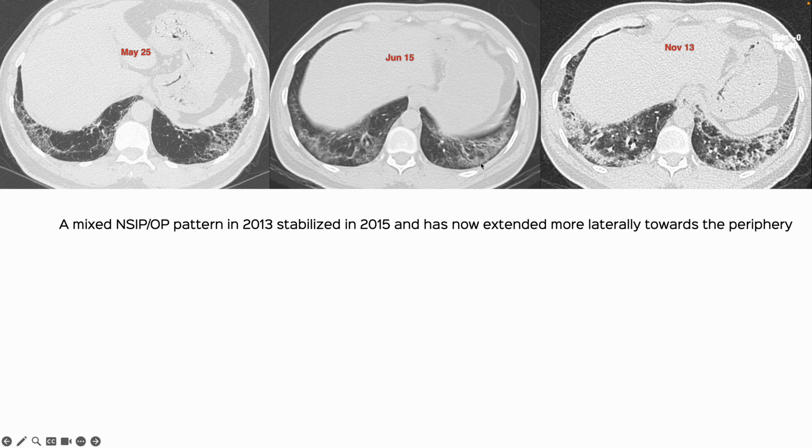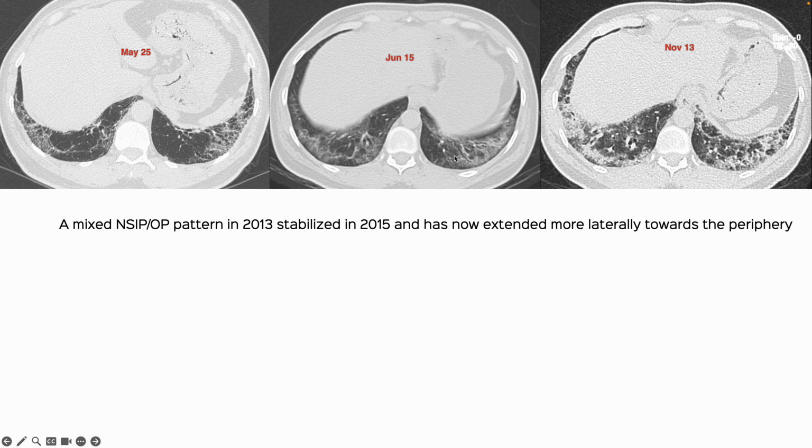So we had access to some of the older scans of this patient. On November 13, we have an acute presentation with a mixed NSIP OP pattern, but stabilized by June 15. You can see that there's been very mild progression since then, but the traction bronchiectasis has increased. Look at the beautiful subpleural sparing in 15 here.